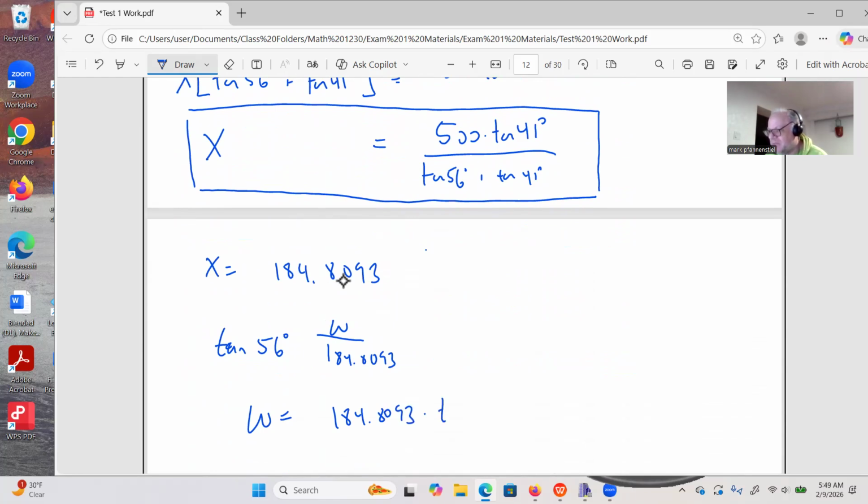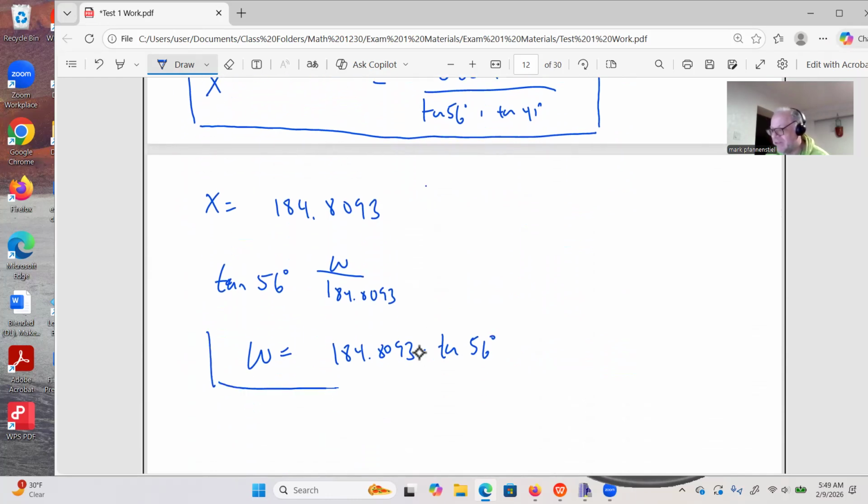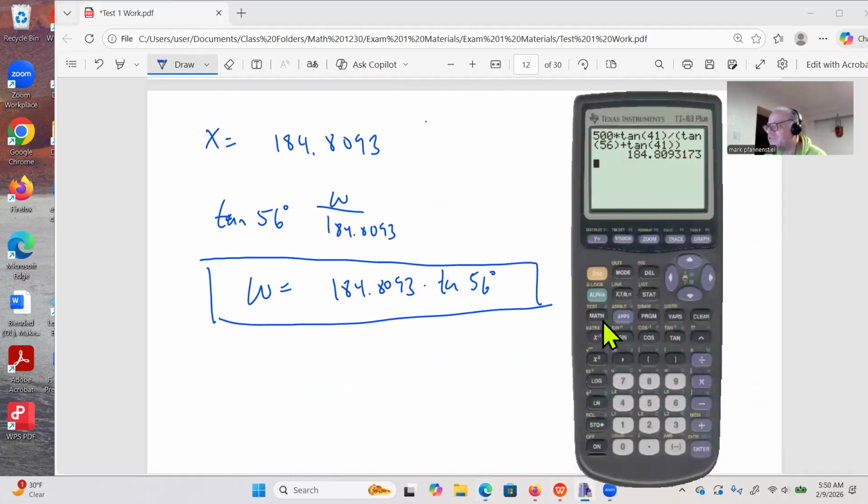Okay, and I will just solve for W and say W is equal to 184.8093 times the tangent of 56 degrees. All right, and that should do it for W. We will have our answer for this. So that should do it as far as being able to solve that problem.